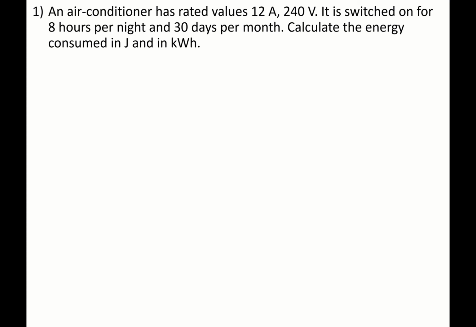First of all, let's go through this example. An air conditioner has rated values 12 ampere and 240 volts. What does rating mean? It merely means that the air conditioner requires a potential difference across it of 240 volts, and when there's 240 volts across the terminals, then 12 ampere will flow through the air conditioner, and this will allow the air conditioner to function as per normal.